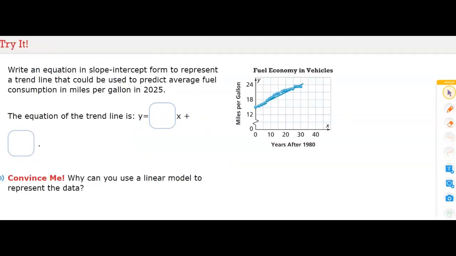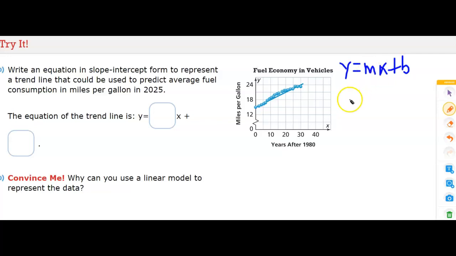Write an equation in slope-intercept form to represent a trend line that could be used to predict average fuel consumption in miles per gallon in 2025. The equation of the trend line is y equals blank x plus b. So this is a formula for slope. It's y equals mx plus b. So that's what the blank spaces are for, the m and the b. The b represents your y-intercept, and the m represents your slope. That's the equation they're looking for.